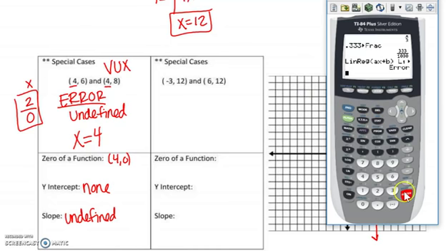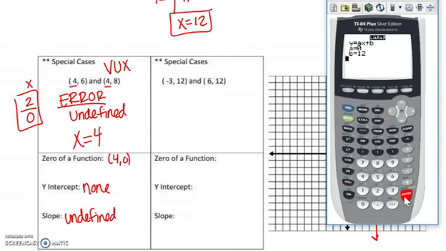So stat edit. Go up, clear, up, clear. Let's do these last two. Negative 3, 12. So negative 3, 12. And then 6 and 12. Good. Negative 3, 12, 6 and 12. Stat, calculate, linear regression. Nope, that was quad. I did it wrong. Stat, calculate, linear regression. There we go. And then all the way down to calculate.